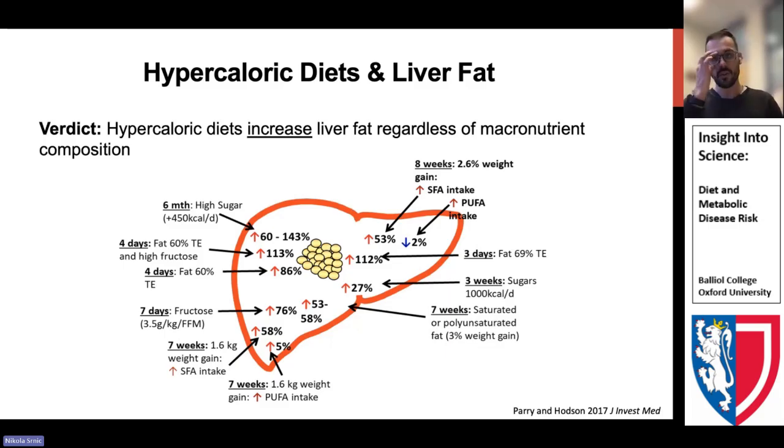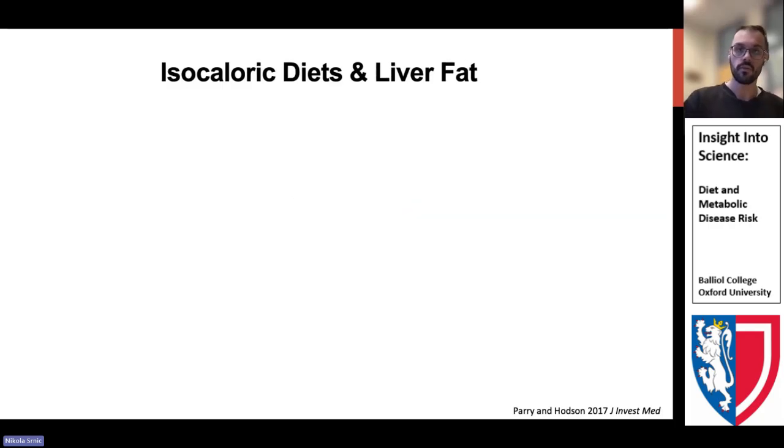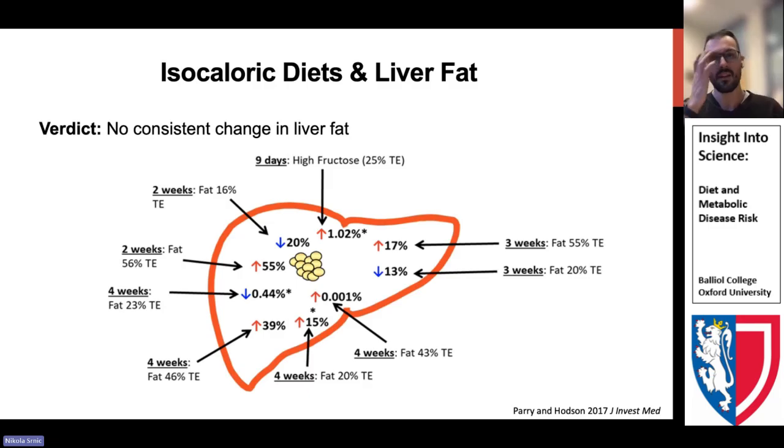And so if we go back to our original slide where we were saying we're going to look at how dietary nutrient quantity versus composition affects it, people then said, well, what if we remove quantity from the equation and only look at dietary macronutrient composition? So this would be looking at studies under isocaloric conditions, where people are consuming the same amount of calories that they need, and what they did is they varied their macronutrient composition. And kind of as expected, there was no consistent change in liver fat.